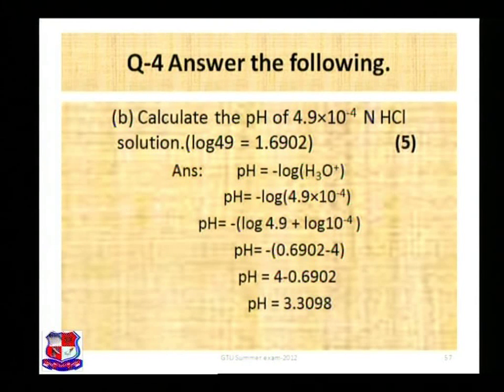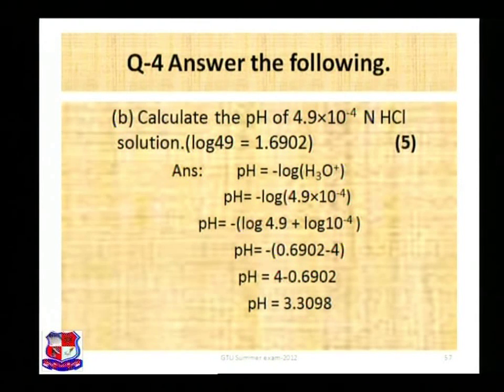See the next numerical based on chapter number 2, that is pH. What they have asked? Calculate the pH of 4.9 into 10 to the power minus 4 normal HCl solution. It means they are straightaway giving you the concentration of the H3O plus ions. So what you will write? pH equal to minus log of 4.9 into 10 to the power minus 4.